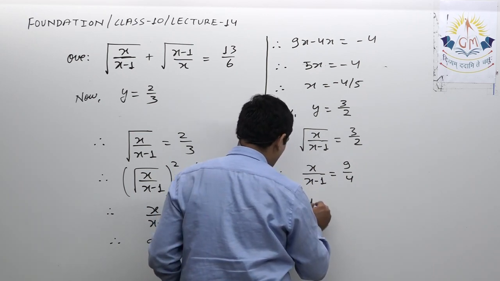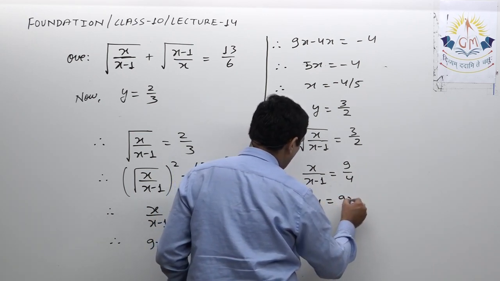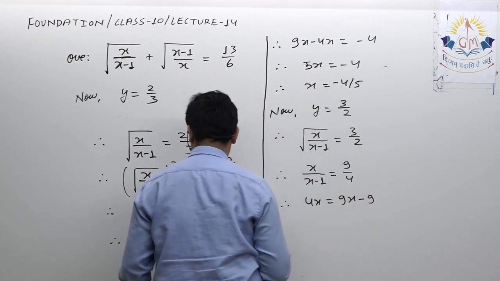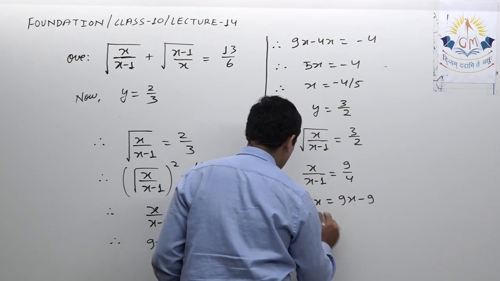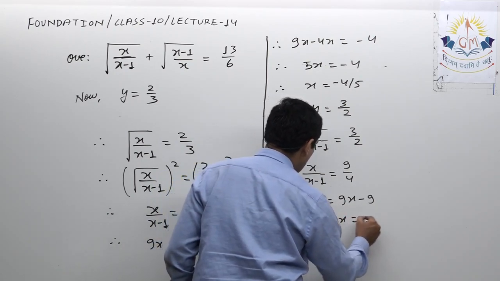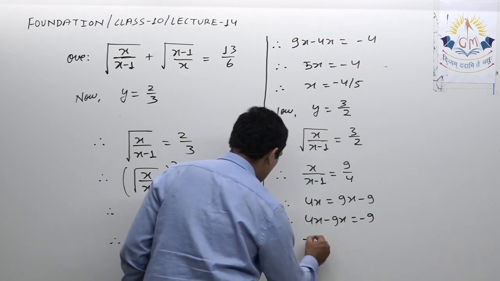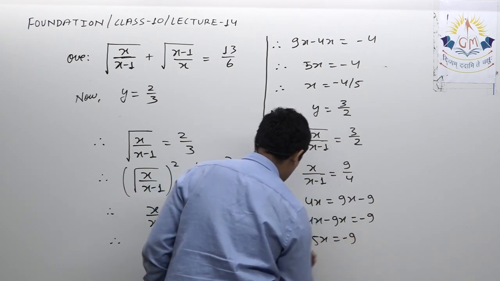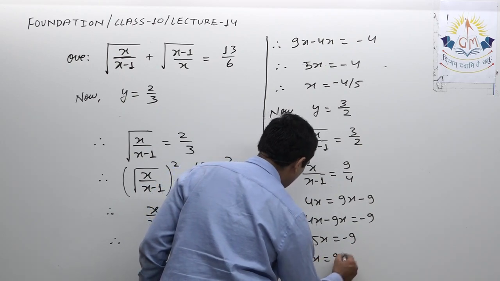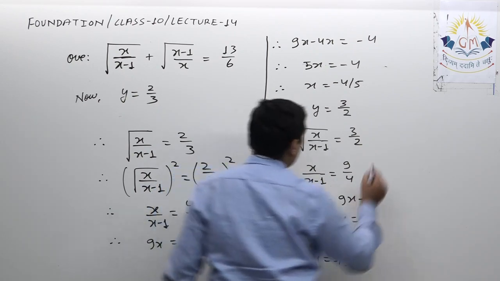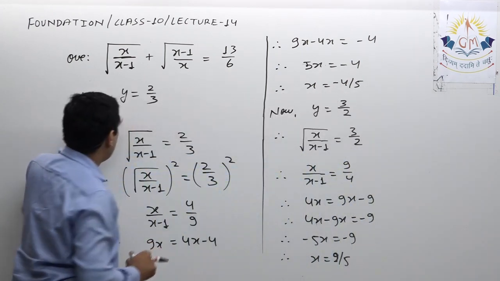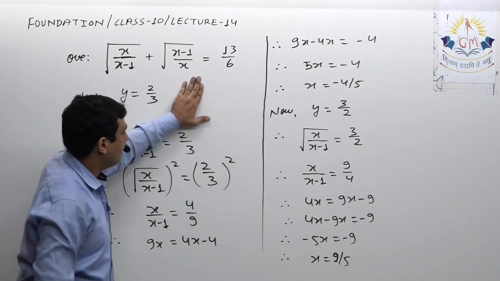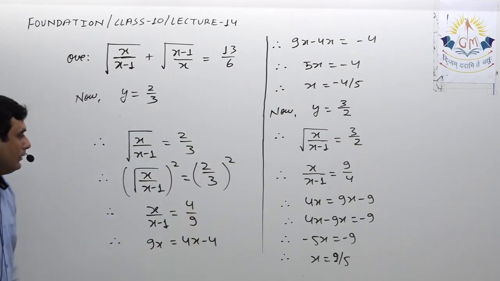Therefore here I will get 4x is equal to 9x minus 9. Therefore 4x minus 9x equal to minus 9. So ultimately minus 5x equal to minus 9, and x is equal to 9 upon 5. Now we have to check for these two values whether the given equation is satisfied or not. But first of all, note it down up to this point.